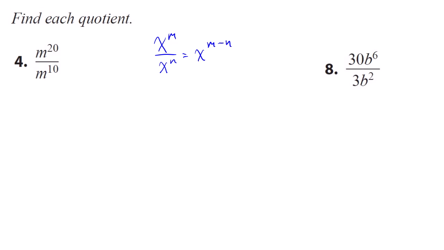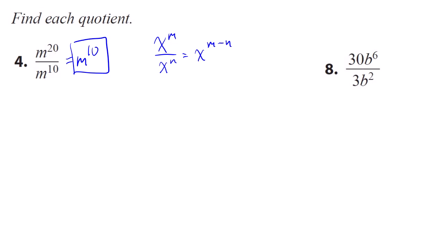And so we can do that with number 4. So we have like bases here, and so we can combine those into one base by subtracting 20 minus 10, right, the exponents, and we get m to the 10th. All right? Okay, and remember we subtract the top exponent minus the bottom exponent.